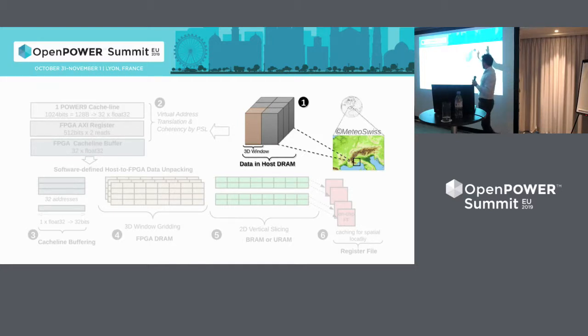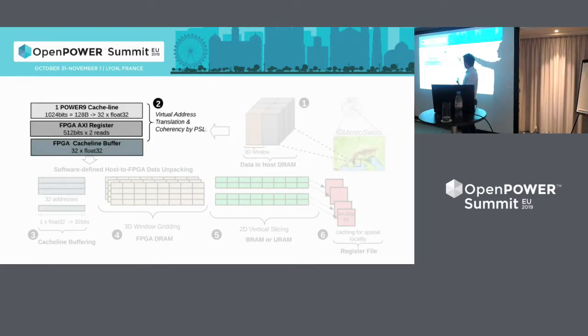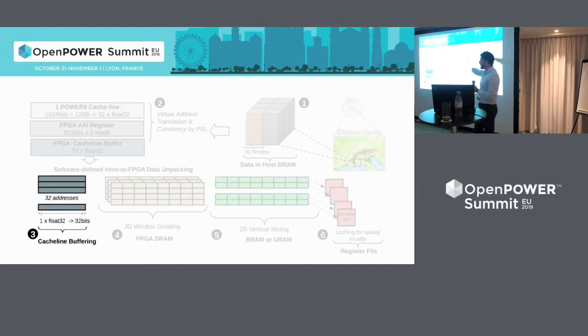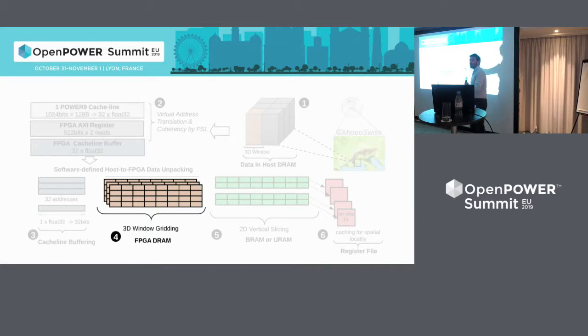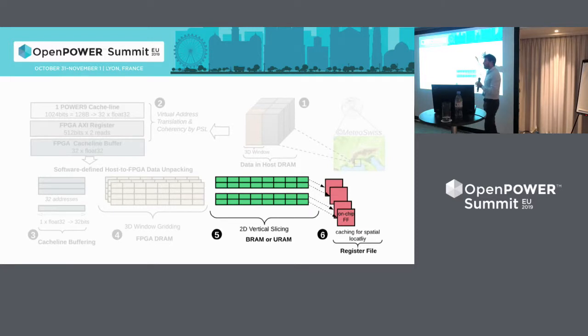So what we're doing is taking the COSMO model, which is a typical model for weather modeling. We decompose this model into specific subdomains, and then we go all the way from the cache lines to the registers. We unpack the data to the FPGA, and then we copy the data to the on-chip DRAM of the FPGA. Then we do a kind of partitioning, a slicing, and then we map all this data either to block RAMs or URAMs.